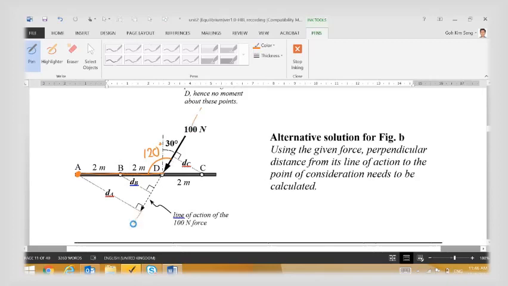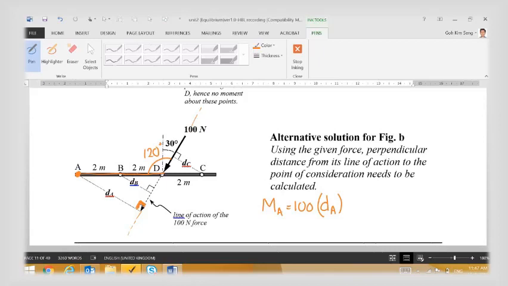So if we are going to use the 100 newtons, then you will need to work out that perpendicular distance. How do we figure that out? You produce the line of action of the given force, and then from point A, you drop a perpendicular, a 90-degree distance, to that line of action of the force. That distance is dA, the perpendicular distance, and you will need to calculate it to be able to find the moment about point A this way.